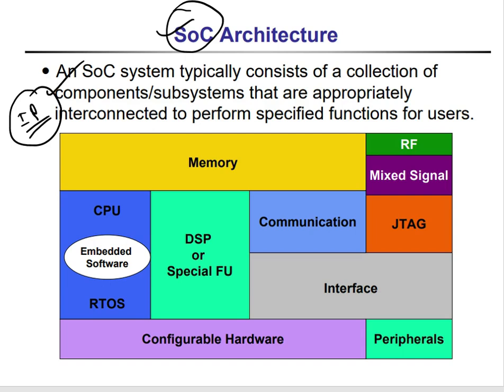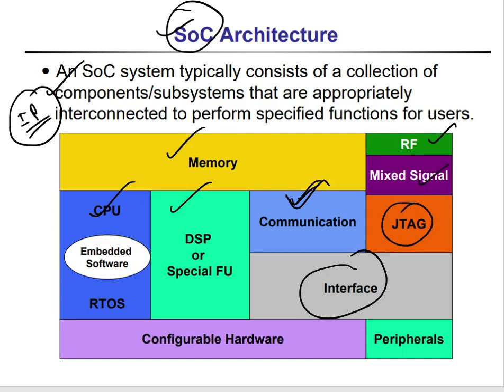So this SoC includes memory, CPU, DSP, and a communication part. This communication does not mean interfacing. Interface is different. This is a communication IC, you can say signal communication. Then the RF part, then mixed signal, JTAG. So it includes everything: analog, RF, and the software part. The SoC includes everything.